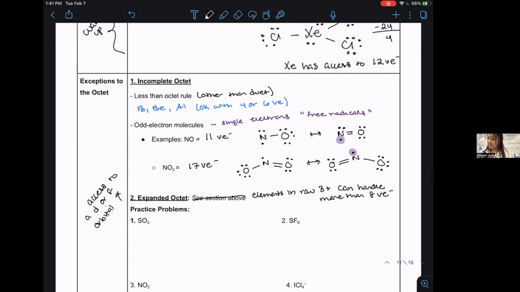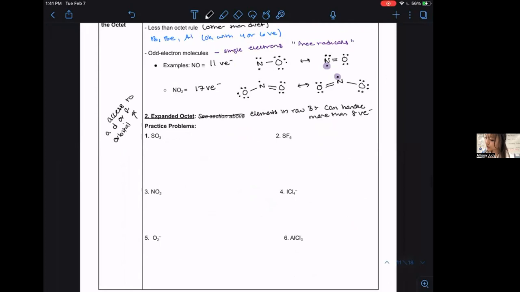Let's look at another expanded octet. I want you guys to try these two, SO3 and SF6, and then we'll do warm-up on the rest of these tomorrow. So go ahead and try those two.